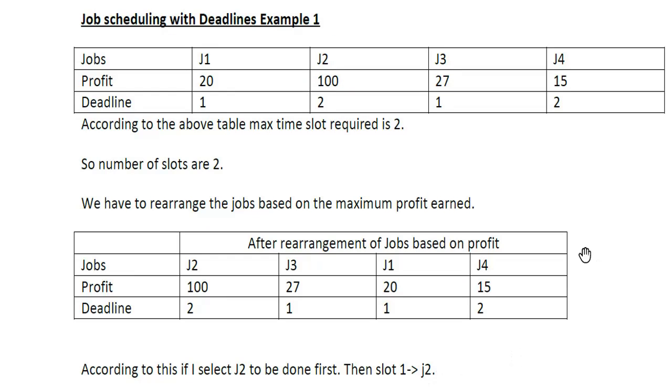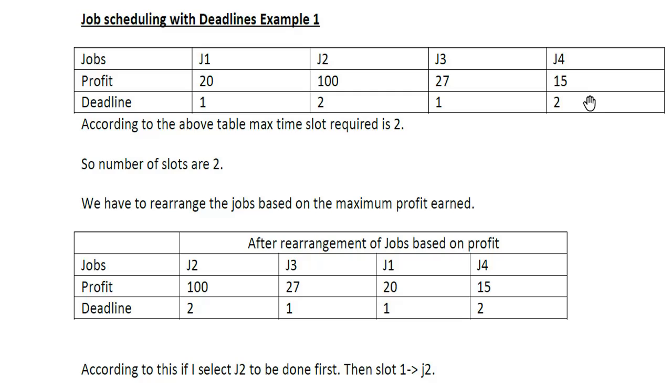So here I have a scenario where I have 4 jobs to be executed: job 1, job 2, job 3, and job 4. If I execute job 1, I am going to earn the profit 20, job 2 is 100, job 3 is 27, job 4 is 15. Each job has a suitable deadline. Job 1 has 1, job 2 has 2, job 3 has 1, and job 4 has 2. So what is the maximum deadline we are having? We are having maximum slots or deadlines to be 2. So the processor can work in 2 slots, slot 1 and slot 2.